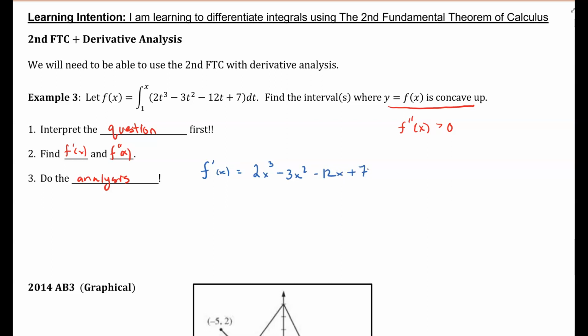All right, there's f prime. Okay, class, now, how do I find f double prime? Take the derivative again. Well done. F double prime of x is equal to 8x squared.